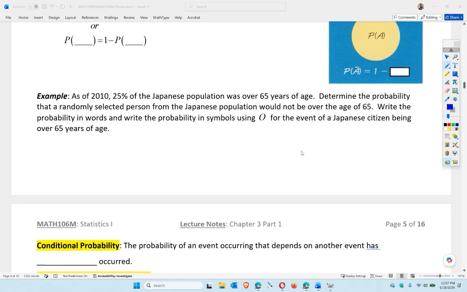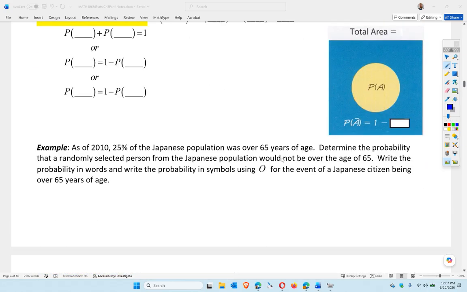All right, so we have, in 2010, 25% of the population was over 65 years of age. Determine the probability a randomly selected person from the Japanese population would not be over the age of 65. Write the probability in words and write the probability in symbols using O for the event the Japanese citizen was over 65 years of age.